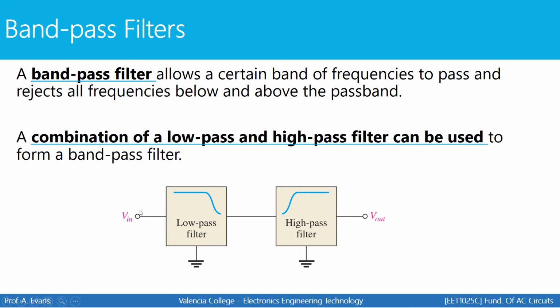So you can see here's our input voltage, which is fed into a low pass filter. The output of the low pass filter is fed to a high pass filter, and then the output from the high pass filter is what we're actually measuring. And that is what we use to construct a band pass filter.